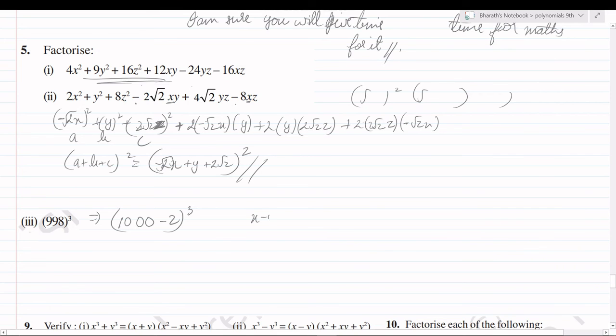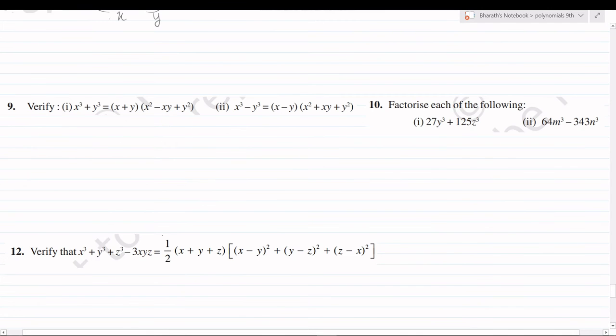x minus y whole cube. x is 1000 and y is minus 2. So here x cube plus y cube is equal to (x plus y)(x square minus xy plus y square). This and all are identities. In future you'll use them, so learn both by heart.